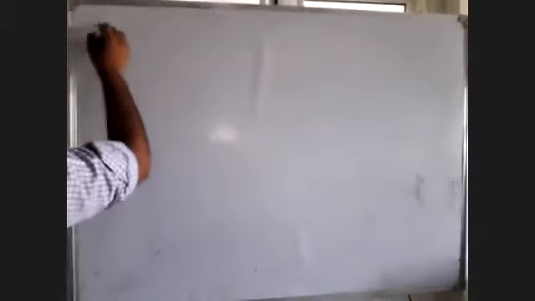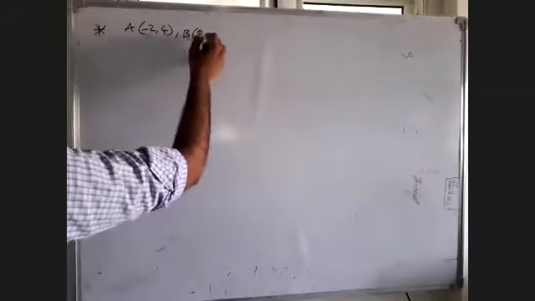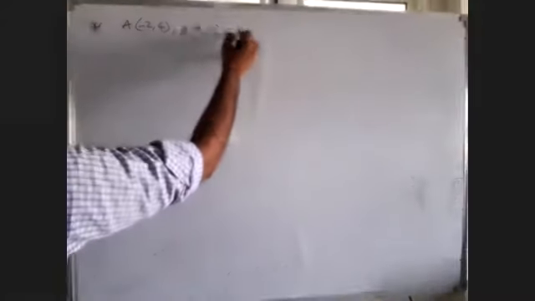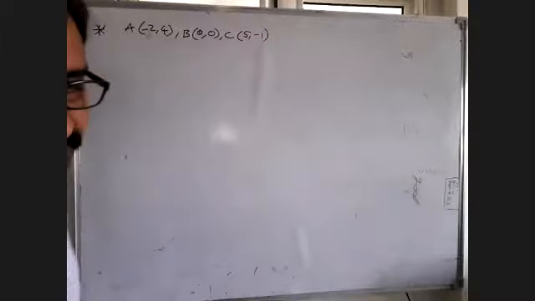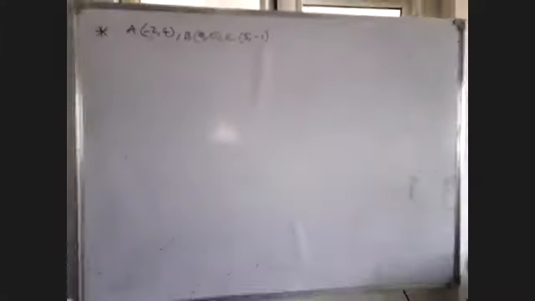Here is one example problem. The triangle with vertices A is (-2, 4), B is (0, 0), C is (5, -1). Which triangle do we have to find? The triangle with vertices A, B, C is which triangle?